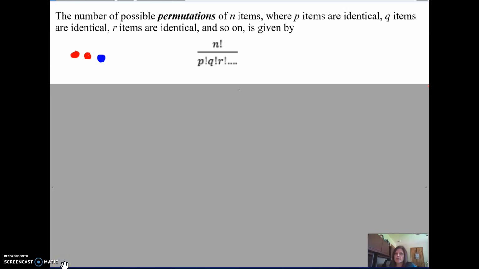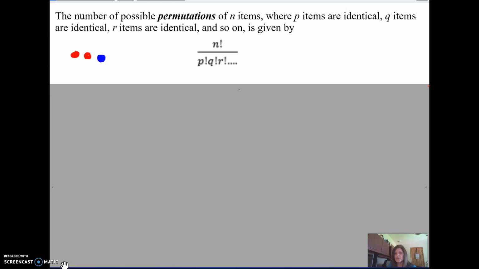Let's talk about arranging and counting the number of possibilities for a number of items where we have some duplicates. For example, I have 2 red marbles and 1 blue marble. If I arranged 3 marbles and order mattered, it would be 3 times 2 times 1. But since I have 2 that are indistinguishable, a couple of those are going to look a lot alike, right? So I have to eliminate some possibilities.